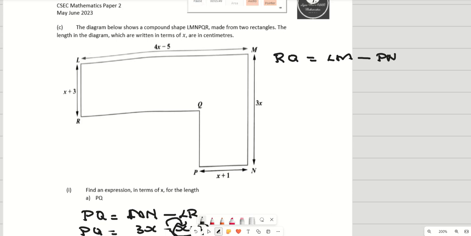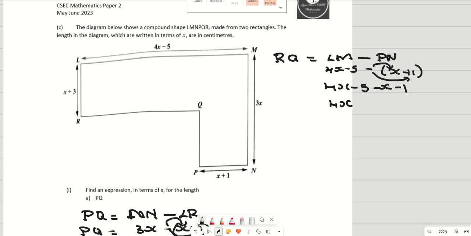All right, so let's see what is LM. LM is 4x minus 5. Subtract what is PN. You're subtracting this entire term, so that's why I put it in brackets. X plus 1, right? So that's 4x minus 5. You multiply negative by everything inside the brackets. That's due to distributive law. So minus by x is minus x, and minus by positive 1 is minus 1. So the answer is 4x.